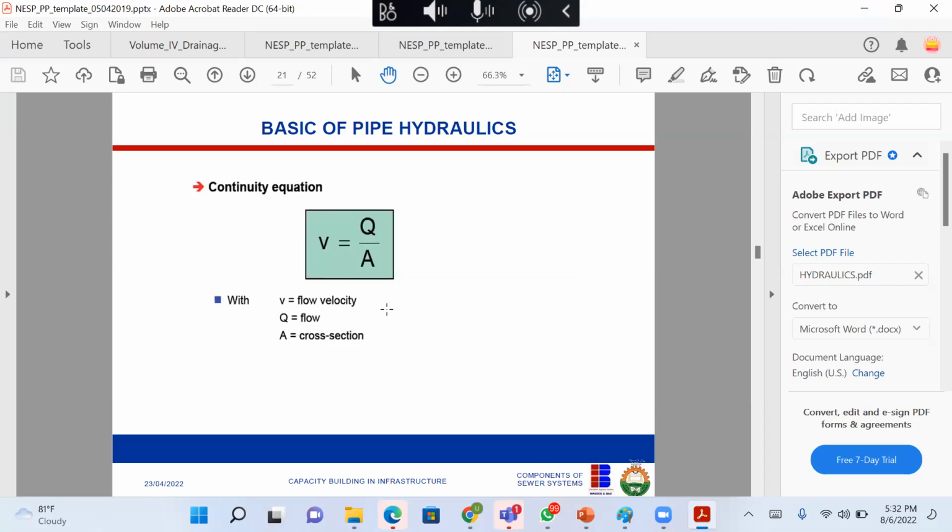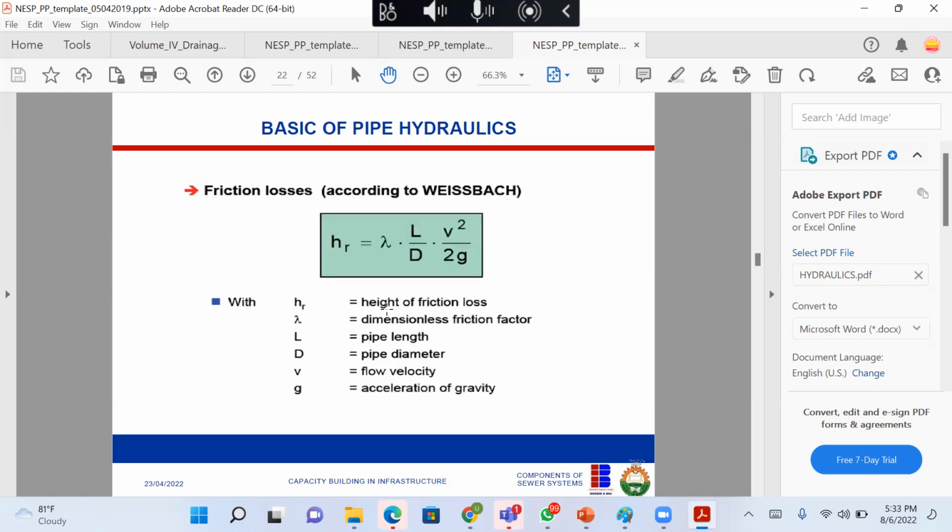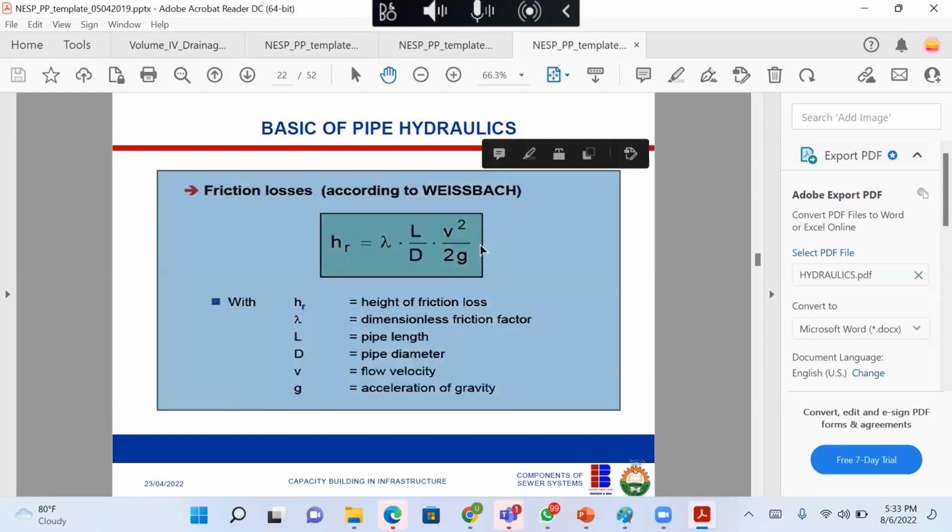So I've explained the law of continuity, and that is the basics of pipe hydraulics. Velocity is discharge over area, right? Then there are losses. The losses are defined as this, right? Which is the length over the diameter, sorry, and also a function of the velocity squared over 2g. So this is the flow due to velocity, while this is the length and the diameter. So this is the general formula for losses, according to Darcy-Weisbach.